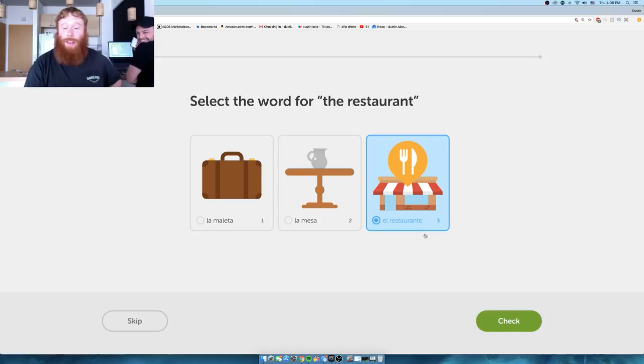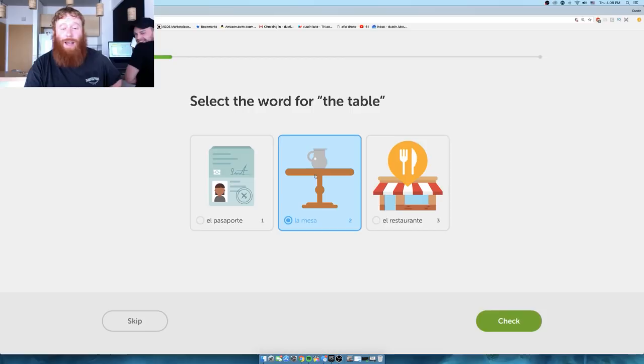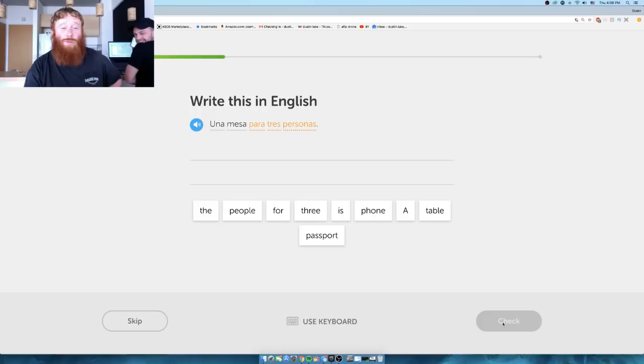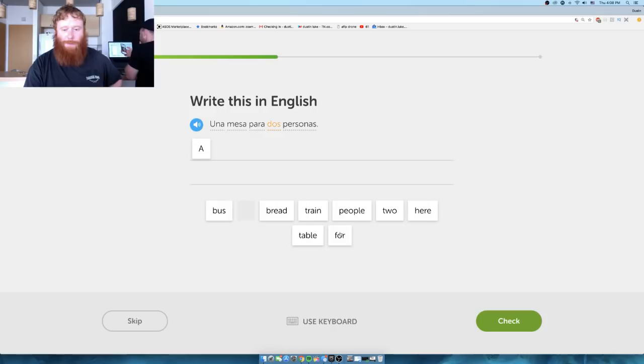El restaurante. Table is la mesa. Una mesa para 3 personas. So that would mean a table for 3 people. Una mesa para 2 personas. A table for 2 people. Why would it ask me that if it literally just asked me the one for 3? Oh, apparently dos is a new word that they're teaching me.